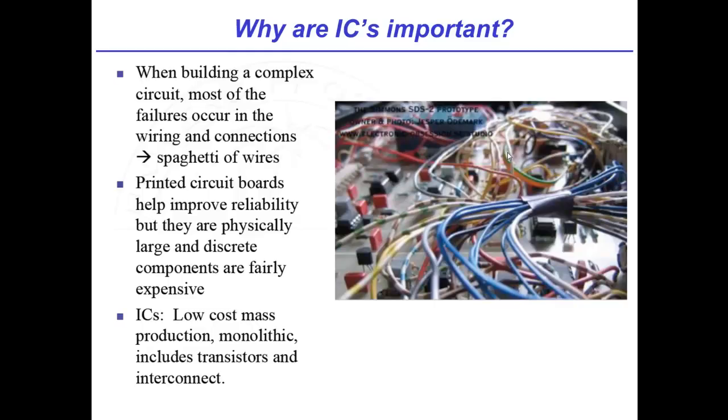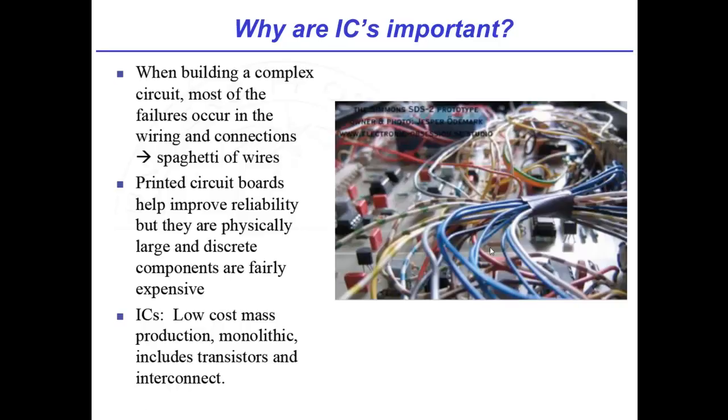When you're building a complex circuit, most of the failures are going to occur along all of the wiring and connections that are made, again, even if these things were automated. So here's a circuit board with a lot of discrete components, and these things are wired together on the circuit board and also by these wires in some way. And you can imagine what a mess this would make if you had a large number of components.